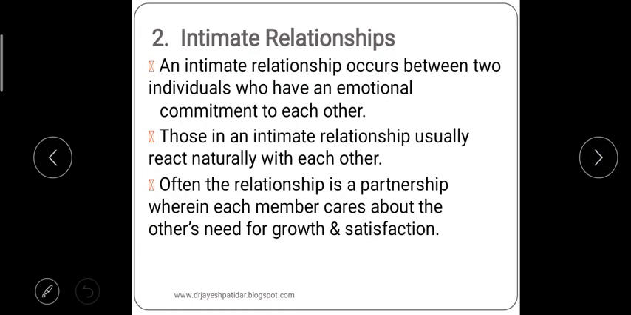Next we are going to see intimate relationships. What is the meaning of intimate relationship? It is a relationship that occurs between two individuals who have an emotional commitment to each other. An example is the husband-wife relationship.